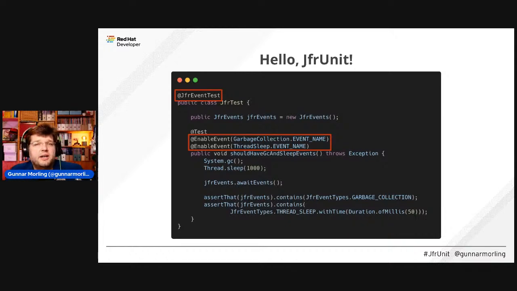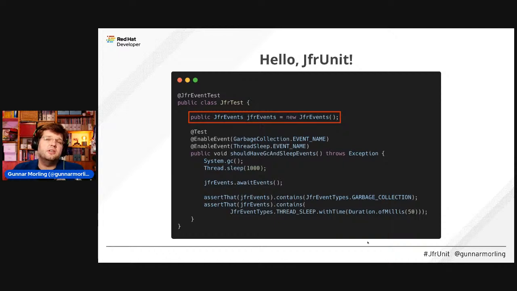Then we have those other two annotations, enable event. They're there for specifying what are the flight recorder events which we are interested in this particular test. So here, for the sake of the example, I'm just interested in the JFR event which tells me if a GC is happening and if a thread sleep is happening. So I enabled those two events, and then if this method is running, the JfrUnit extension will start implicitly and automatically for me a flight recording which has those events enabled.